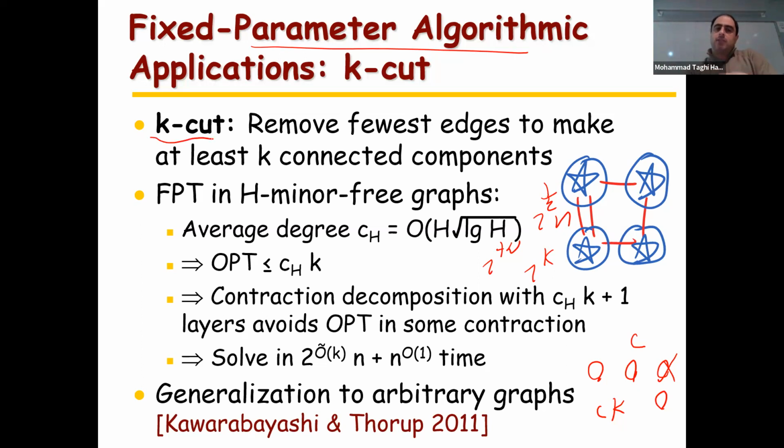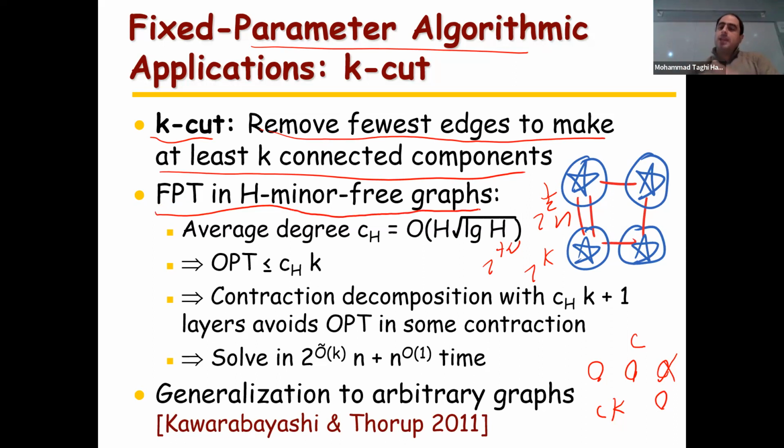Now this one. So what is the K-cut? You want to remove the fewest edges such that you will make at least K connected components. We can get a fixed parameter algorithm in H-minor free graphs.